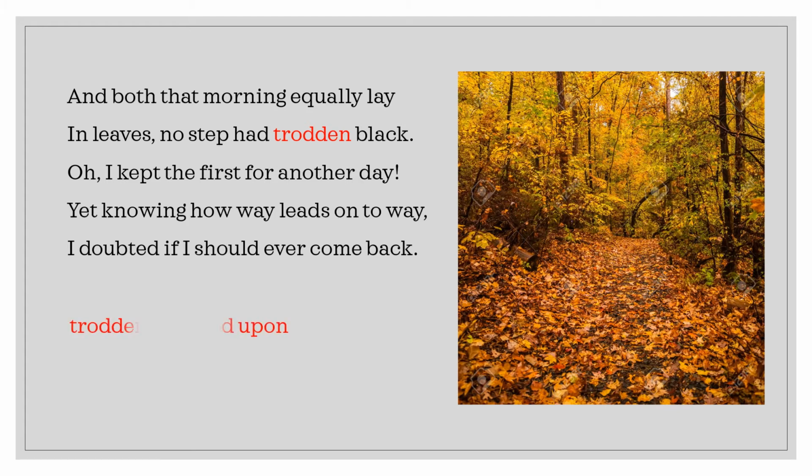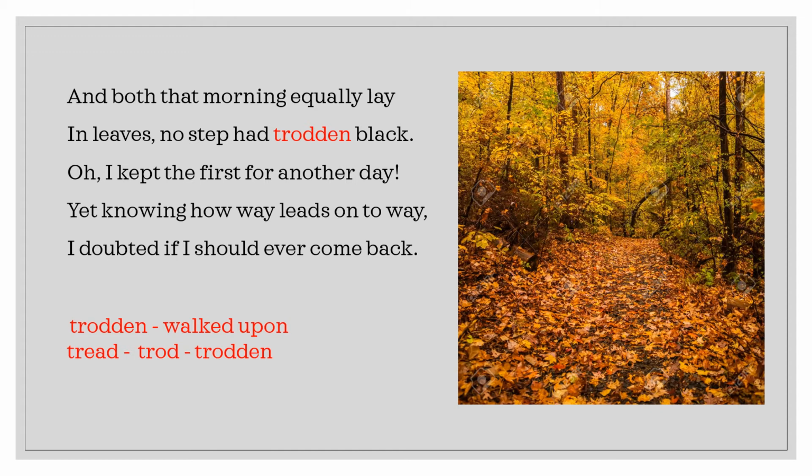Let's understand the meaning of the word trodden. Trodden means walked upon. It is the third form of the word tread, which means to walk. Let's understand the literal and the symbolic meaning of the stanza. In the first line, the word both means the two roads we mentioned earlier.